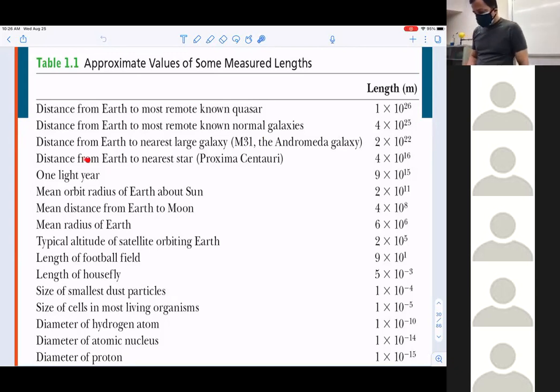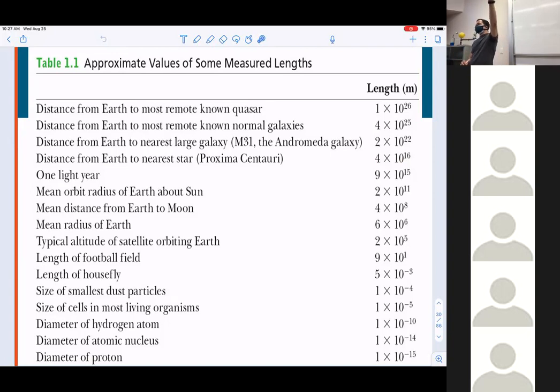The distance from Earth to the nearest star, a star called Proxima Centauri, is 4 times 10 to the 16 meters. What is that? That's about 40,000 trillion meters. And I think if you do the math, it comes out to be about 25 trillion miles, something like that.